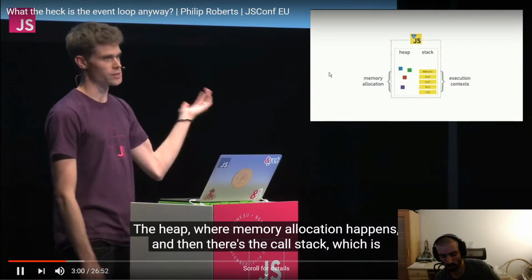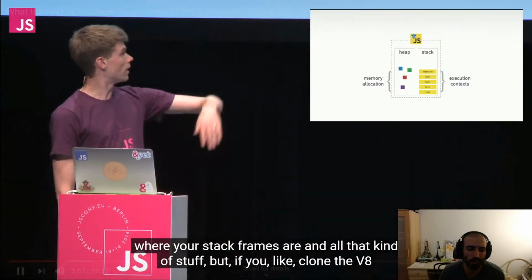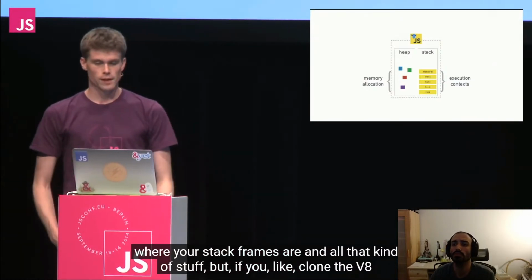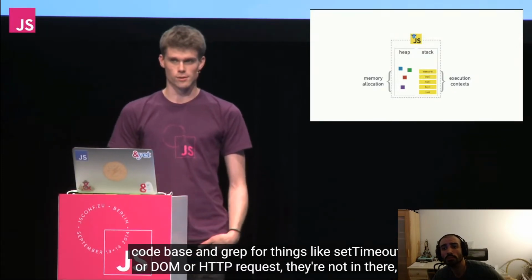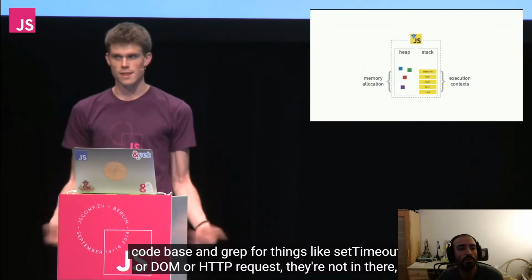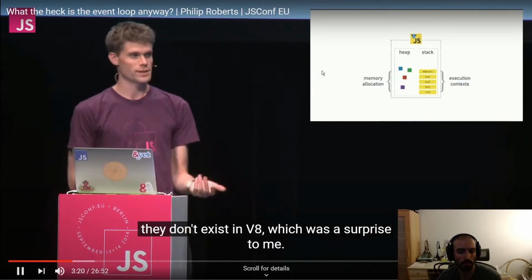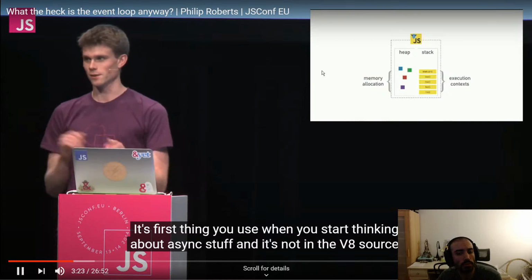Okay. And then there's the call stack, which is where your stack frames are and all that kind of stuff. But if you clone the V8 code base and grep for things like setTimeout or DOM or XMLHttpRequest, they're not in there. They don't exist in V8, which is kind of a surprise to me, right? setTimeout's one of those first things you use in JavaScript when you start thinking about async stuff.